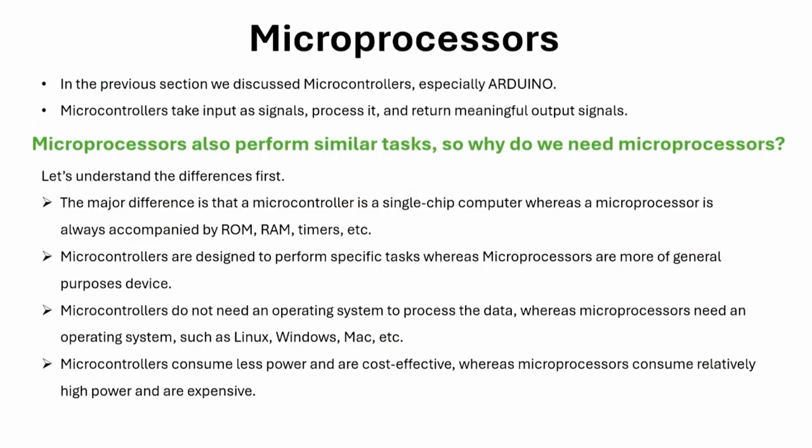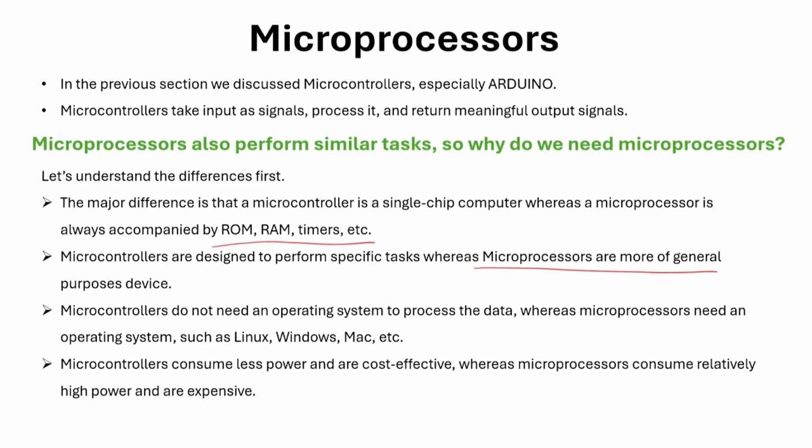Okay. So, now I will come to the microprocessors. Microprocessors can do whatever microcontrollers can do, but they are much more powerful, and also a kind of dedicated type of system. They need all the peripherals accompanied with them. Microcontroller does not need it. So, they have to be accompanied by ROM, RAM, timers, etc. And microcontrollers are designed to perform specific tasks, whereas microprocessors are more of a general purpose device.